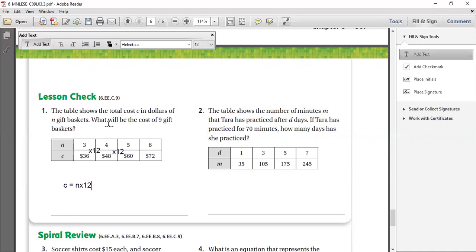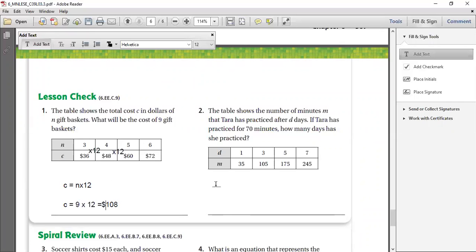So the question is, what will the cost of 9 gift baskets be? When they're asking about 9 baskets, C equals, in place of N, that's the number of gift baskets, I will write 9 multiplied by 12, which is going to be 108, right? Yeah, it's the total cost. So total cost is $108. It's in dollars, so we have to put the dollar sign. 9 multiplied by 12 is equal to $108.